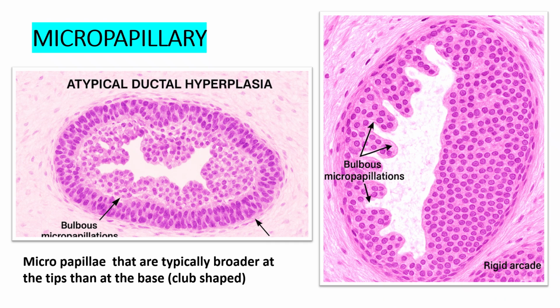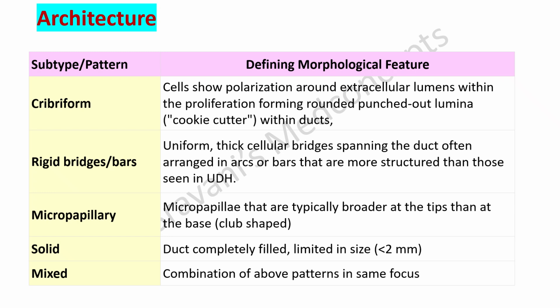So here we can see the bulbous micropapillations, which are club shaped. So this is the final summary of the architecture of the ADH. The various patterns are Cribriform, rigid bridges or bars, micropapillae, solid or mixed. In Cribriform, we'll see cells show polarization around the extracellular lumens within the proliferation, forming rounded punched out lumina, that is cookie cutter pattern within the ducts.